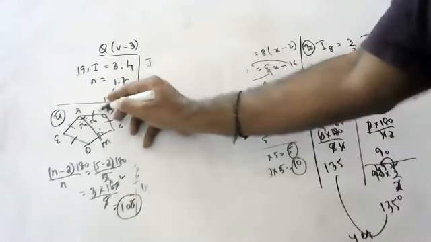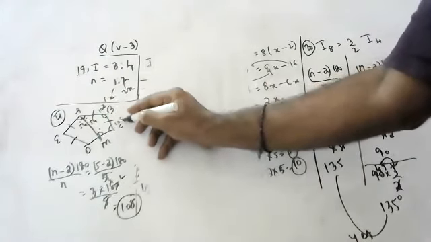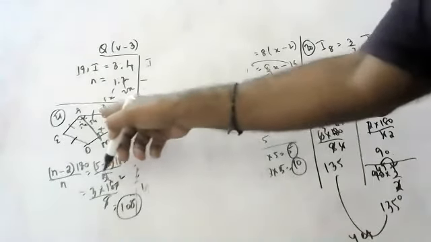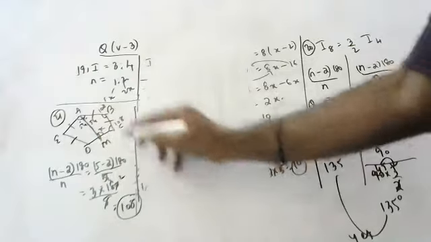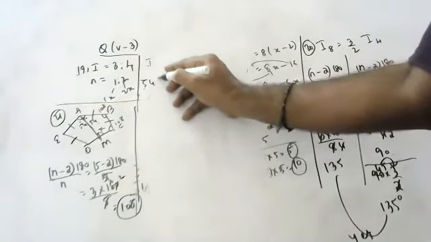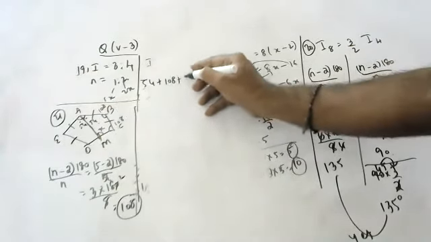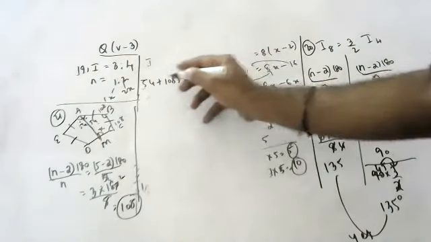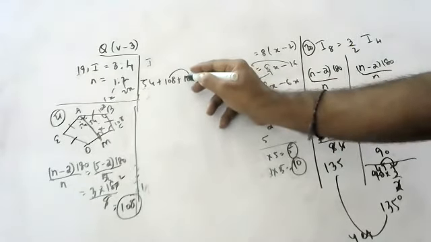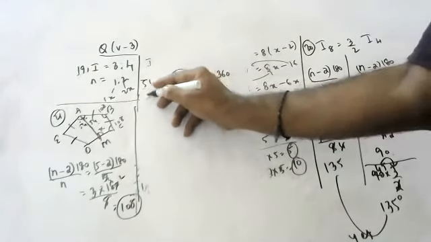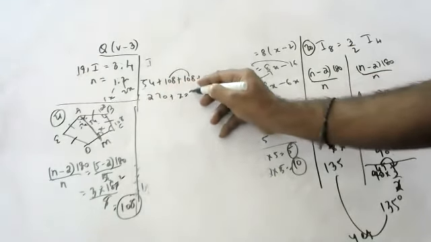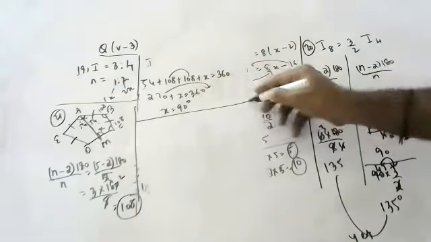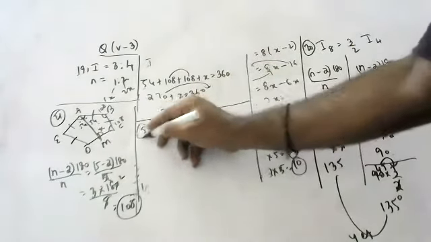This is how much? 108. This is how much? 108. He is asking what is this angle? Four angles are there, so what is the total angle? 360. So 54 plus 108 plus 108 plus 108 plus x is equal to 360. 108 plus 108 is 216. 216 plus 54 is 270. 270 plus x is equal to 360. So x is equal to 90 degrees.